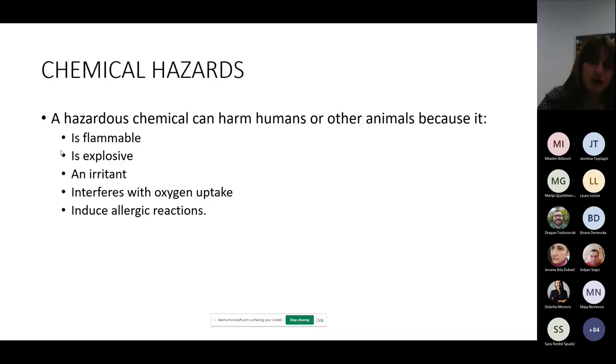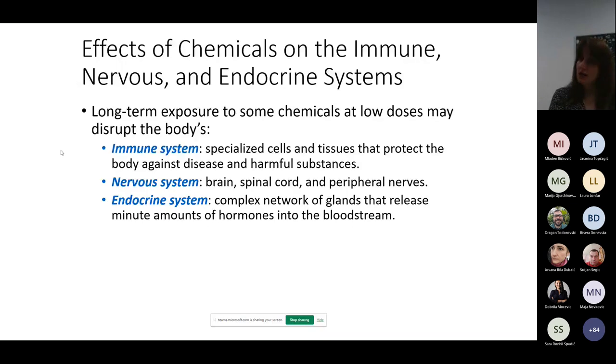So we should also consider some chemical hazards. Hazardous chemicals can harm humans or other animals and can be flammable, explosive, irritant, or interfere with oxygen uptake, and can cause induced allergic reactions, and can also mimic hormones. So this is very important because we are subjected to a huge amount of plastic waste.